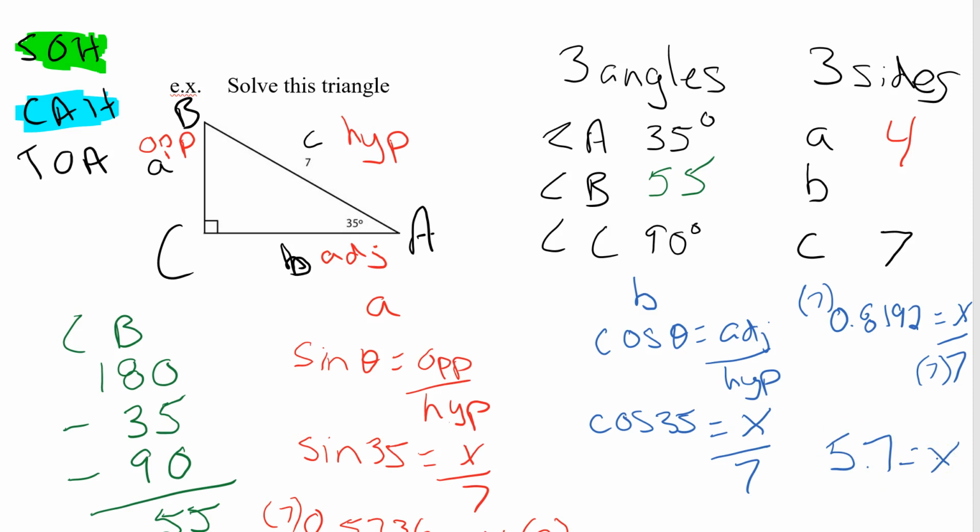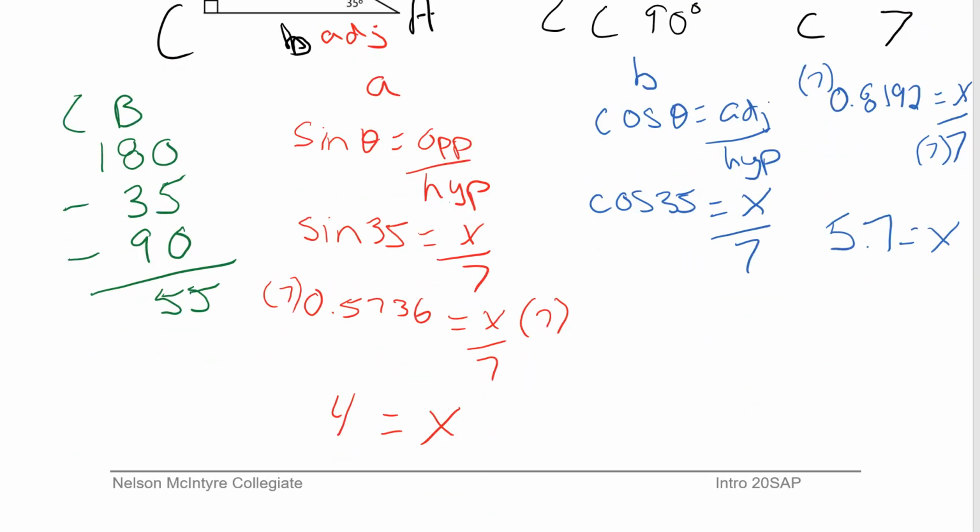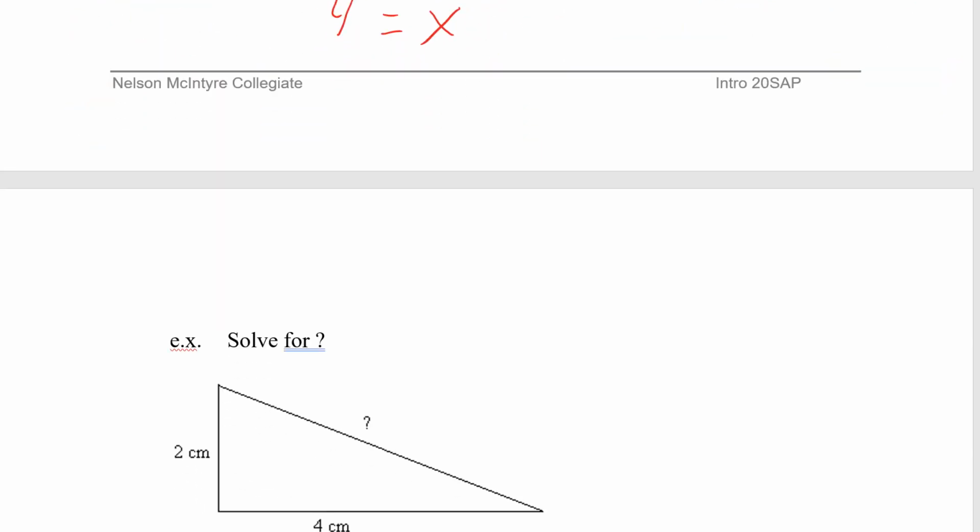So now I can fill in my chart at 5.7. I now know all 3 sides and all 3 angles. Okay, let's flip our page. We've got one more question to look at.